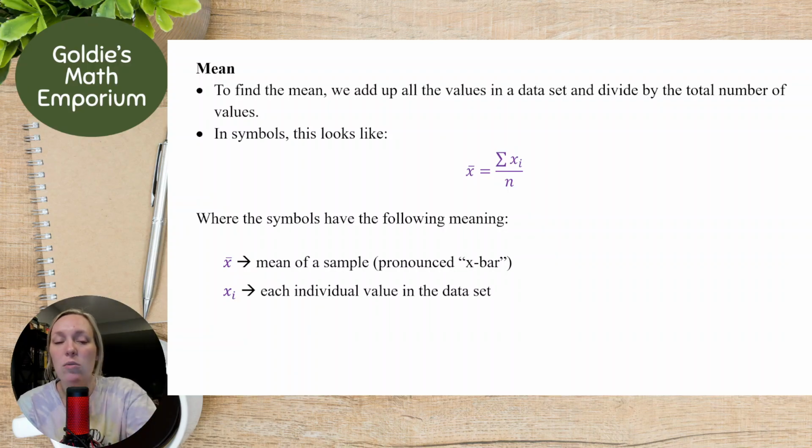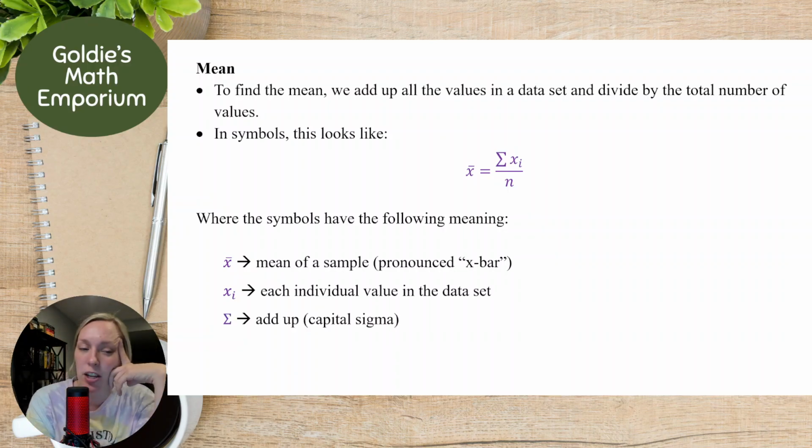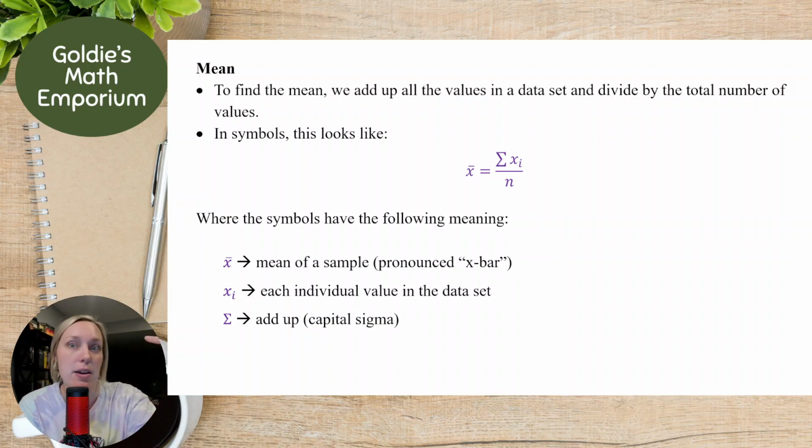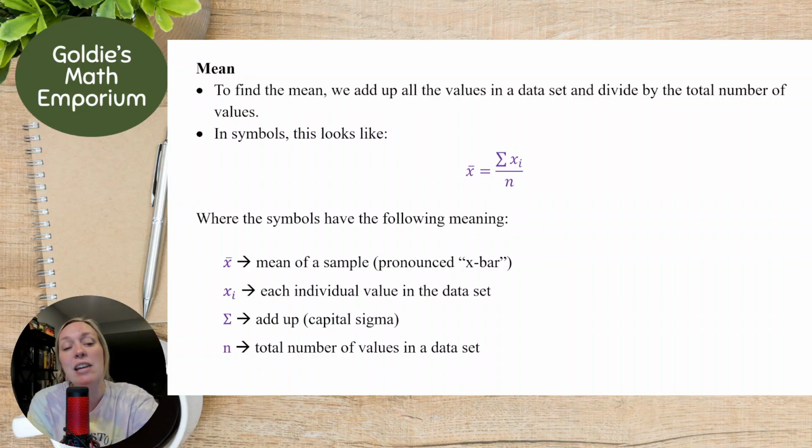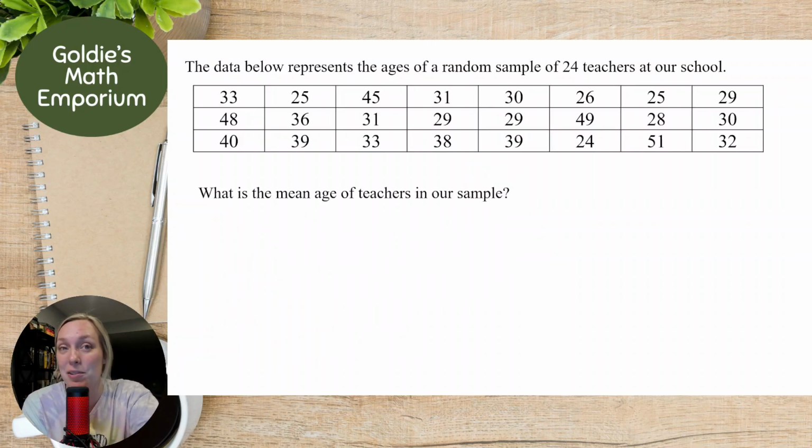Now, what are we doing with each individual value? Well, that's where that capital sigma comes in. That talks about adding up. So it means we're going to add up each individual value of the data set, is how we say that in math terms, right? And n represents the total number of values in a data set. Okay, so that's our formula for it, but you guys probably know how to do it without the formula.